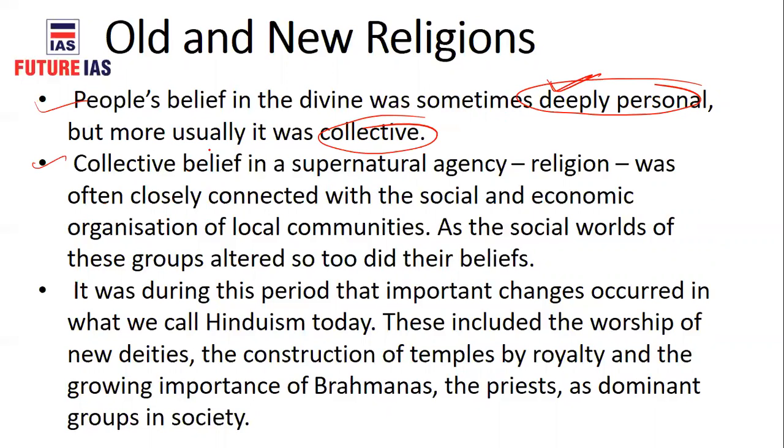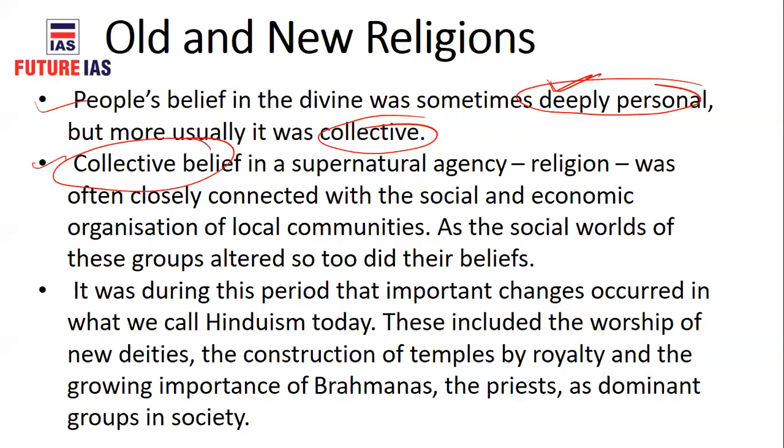When you have a collective belief in a certain set of supernatural power, a religion started forming. And this religion was often closely connected with the social organization and the economic organization of the local communities. As the world of these groups altered, so too did their beliefs. For example, if their social traditions, social and economic organizations altered for any reason, their belief also started changing. So the collective belief also changes with time, because their social condition and economic organization have changed.